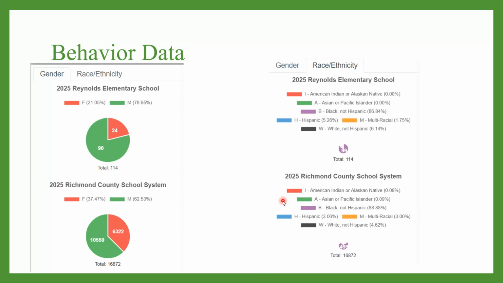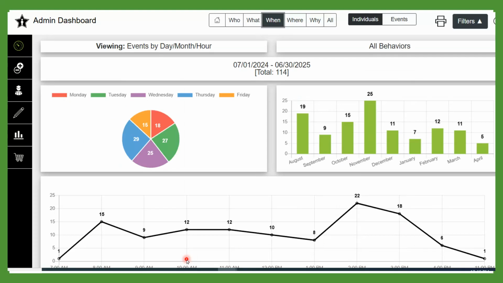And next, we're looking at the behavior data. So here we have just some demographic data as it relates to our school versus our actual district. Behavior as it relates to events that happen by the hour, day, and month. You see here most of the events that are happening as it relates to high behavioral things going on throughout the school.